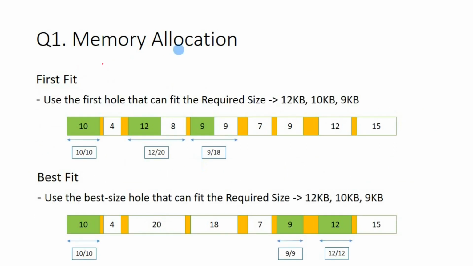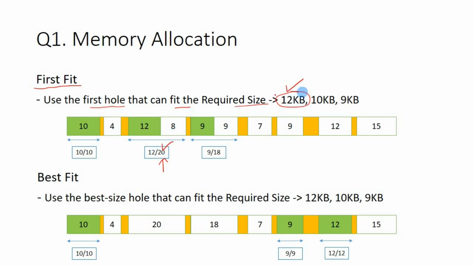For the first approach, which is the first fit, what is the strategy? We use the first hole that is available that can fit the required size. So for 12 kilobytes, when I traverse through all the holes, I'll see that the first block that is big enough is this 20 kilobyte block. From the 20 kilobyte, I'll occupy 12, and 8 will be free. So that will be done.